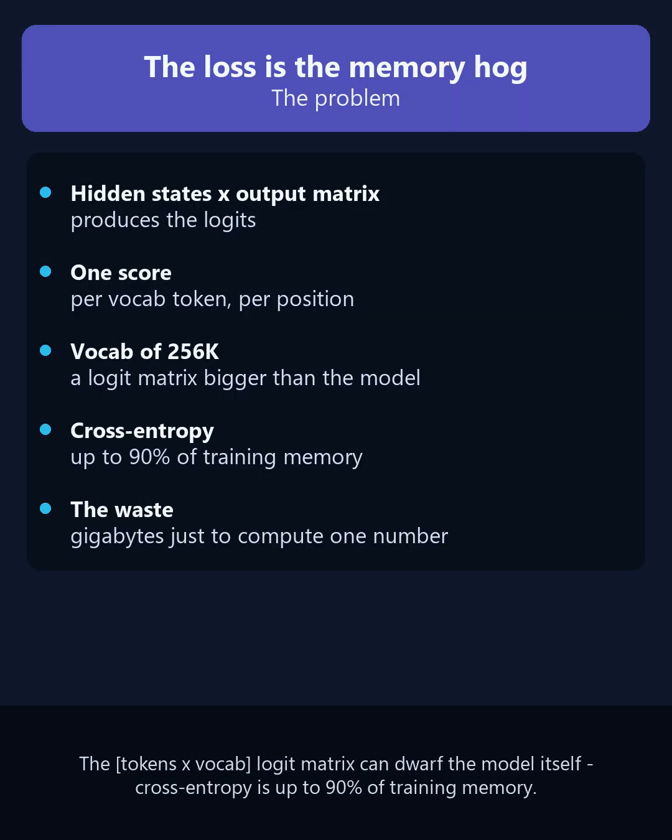Here is the pain. To get the loss, a model multiplies its hidden states by a giant output matrix to produce logits, one score per vocabulary token, for every position in the batch. With a vocabulary of 256,000 tokens, that logit matrix can be an order of magnitude larger than the rest of the model combined. In practice, cross-entropy can account for up to 90% of your training memory footprint. That is an enormous amount to spend on computing a single number.